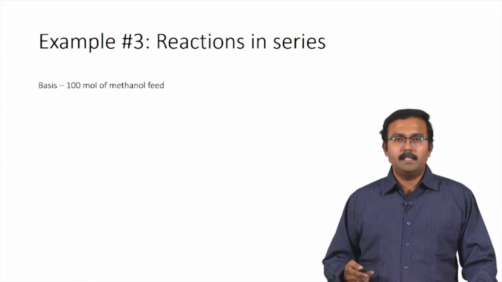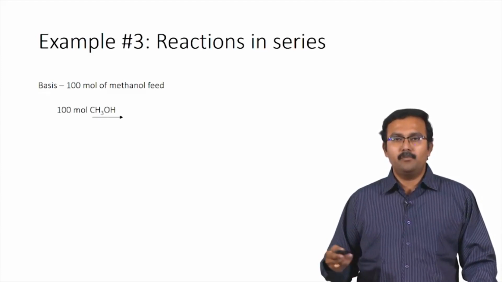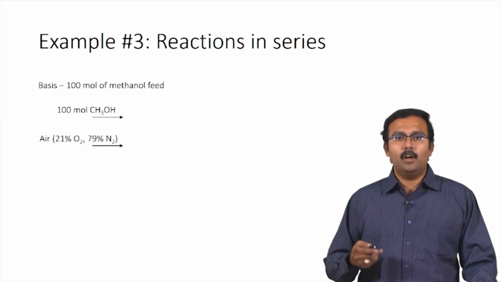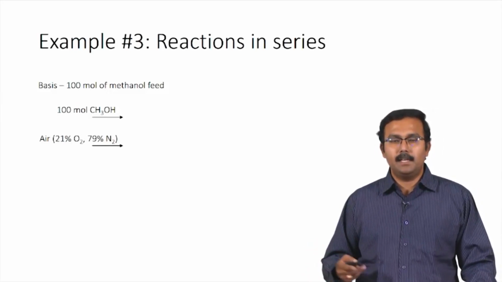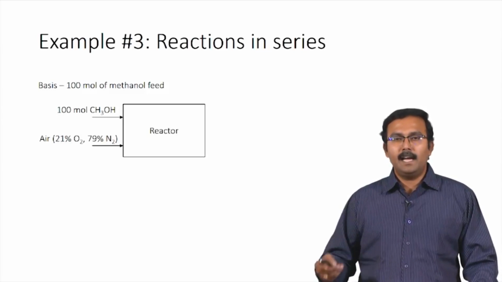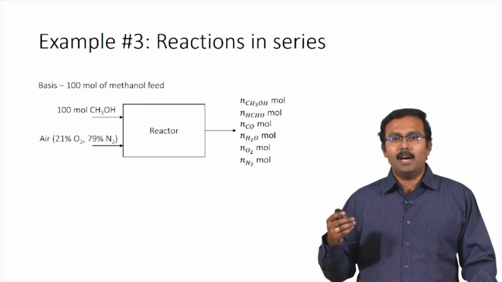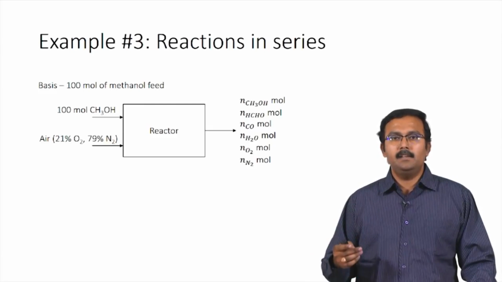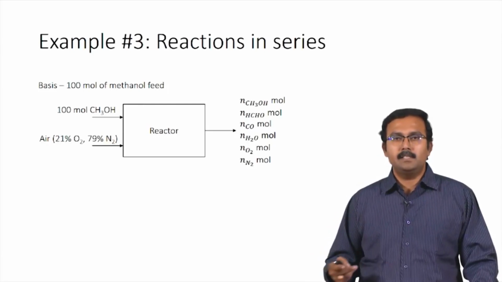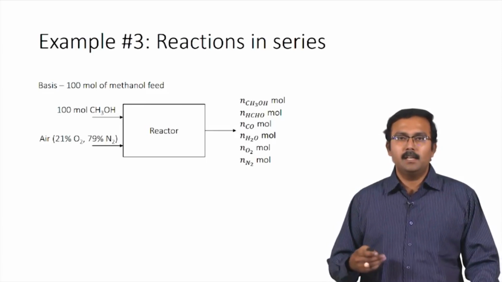Based on the basis and the information given to the problem, we have 100 moles of methanol entering the reactor along with air which would contain 21% oxygen and 79% nitrogen, which reacts in the reactor to form different components. So, you have the unreacted methanol leaving and you also have formaldehyde leaving, carbon monoxide, water, oxygen and nitrogen which are leaving the system.